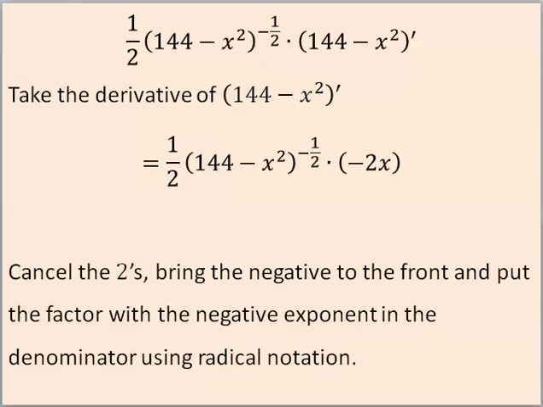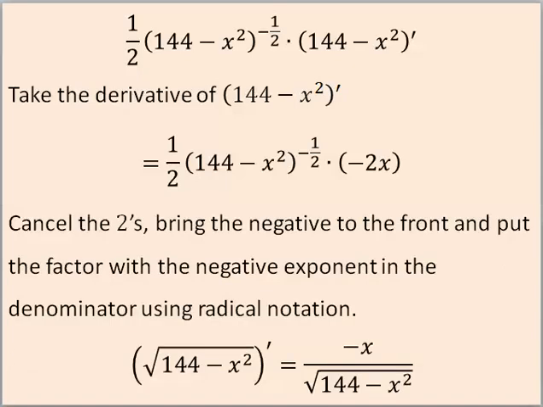Cancel the 2's. Bring the negative to the front. Then, put the factor with the negative exponent in the denominator and use radical notation. When you're done with that, you'll get negative x over radical 144 minus x squared. So this was just a preliminary step, and we're now ready to find the derivative of the function.